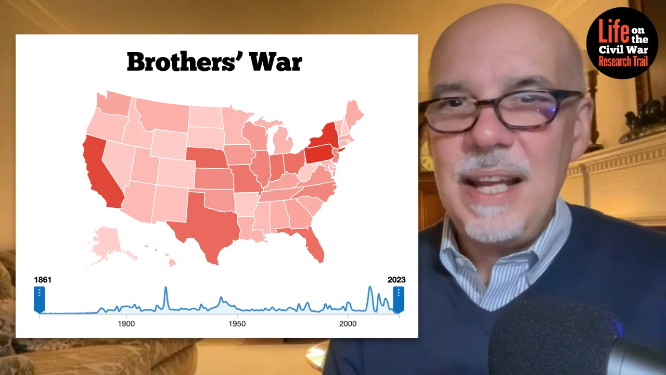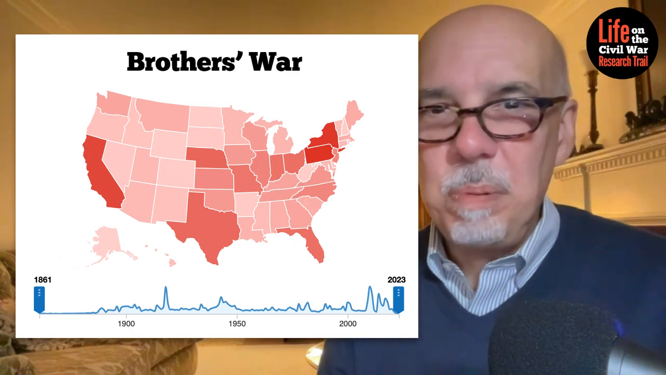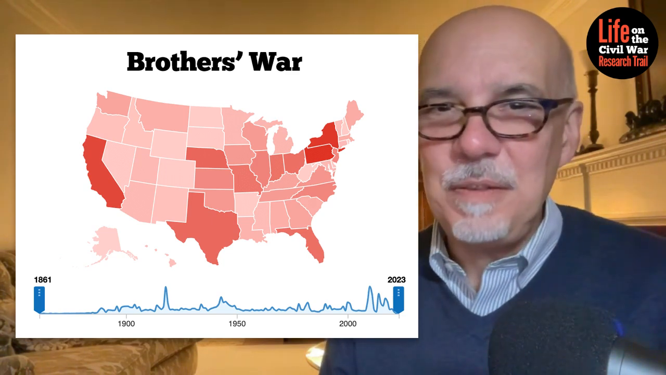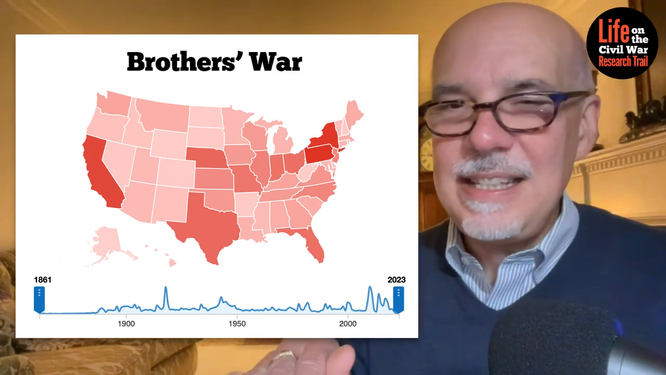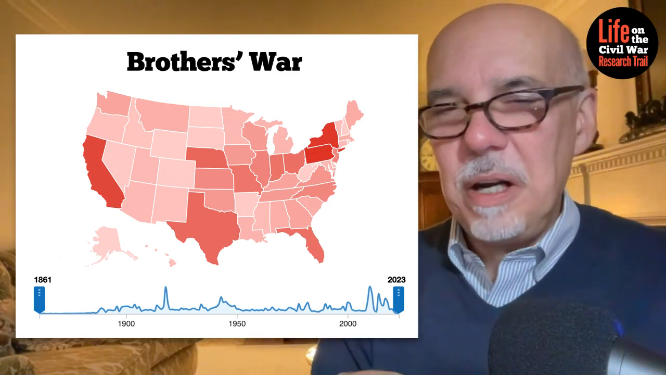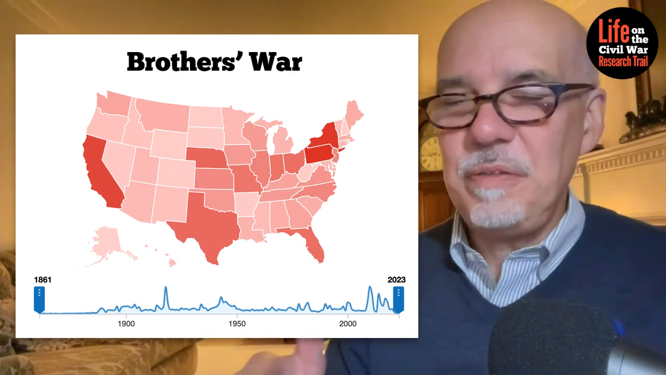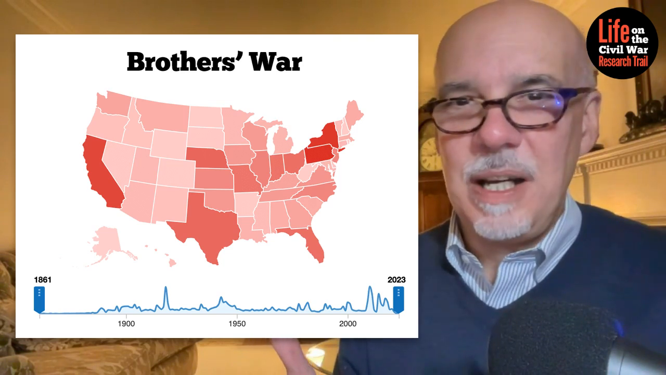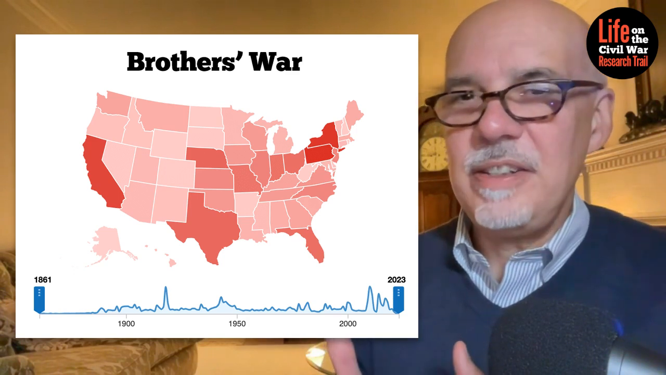Now, a term that you hear quite often, at least I do, Brothers' War. Look where the Brothers' War begins, around 1875. And let's put a pin in that for a minute. It begins around 1875. And part of this is around that time of reunification. The war is now 15 years behind us, 25 years behind us, and those veterans are getting older.